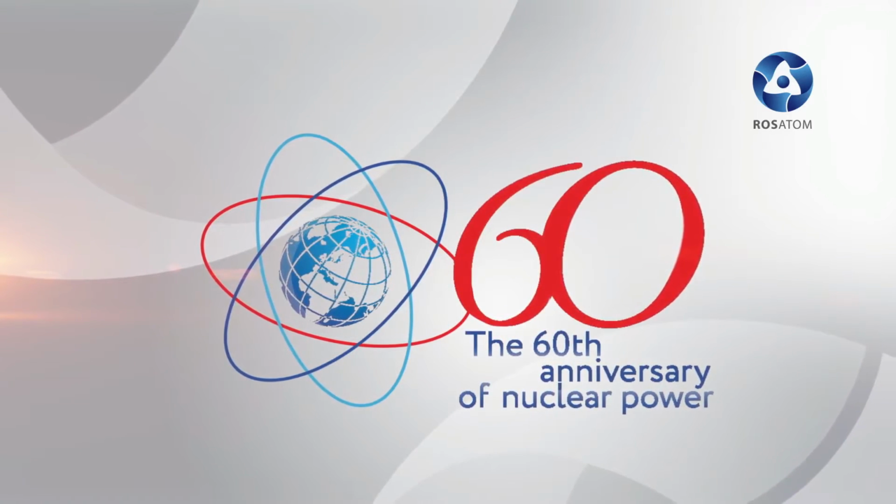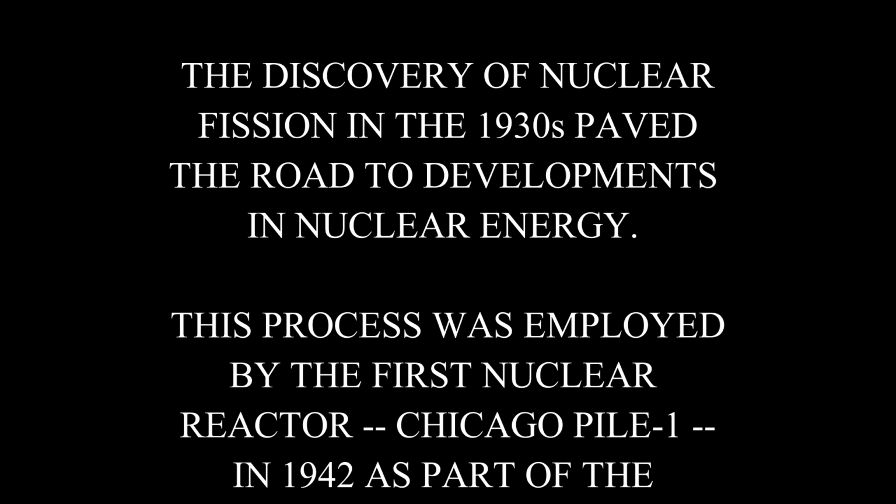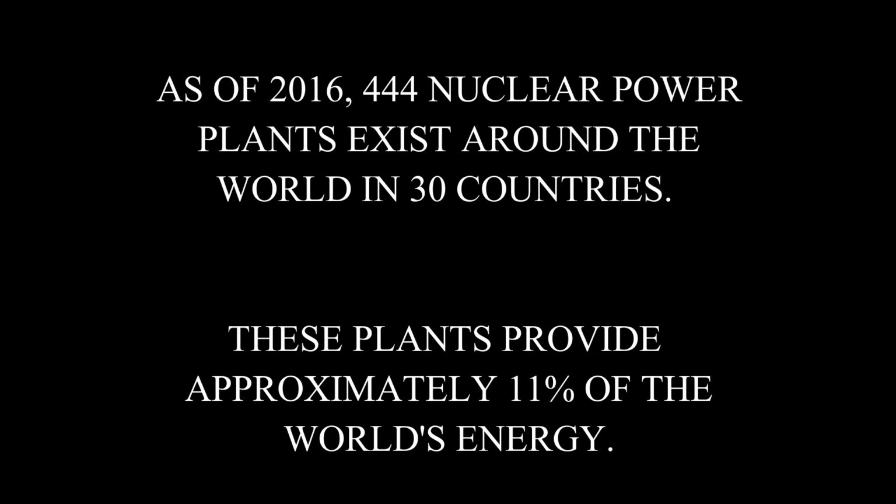The discovery of nuclear fission in the 1930s paved the road to the developments in nuclear energy. This process was employed by the first nuclear reactor, Chicago Pile 1, which was developed in 1942 as a part of the Manhattan Project. The potential of this technology to supply energy to large swaths of land and populations was realized soon after. As of 2016, 444 nuclear power plants exist around the world in 30 countries. These plants provide approximately 11% of the world's energy. However, nuclear energy is not without its risks. We invite you to explore with us one of the most infamous atomic events, the Chernobyl disaster of April 26, 1986.